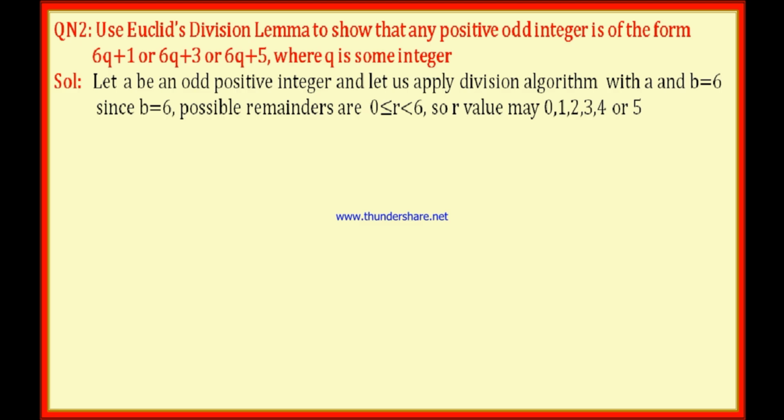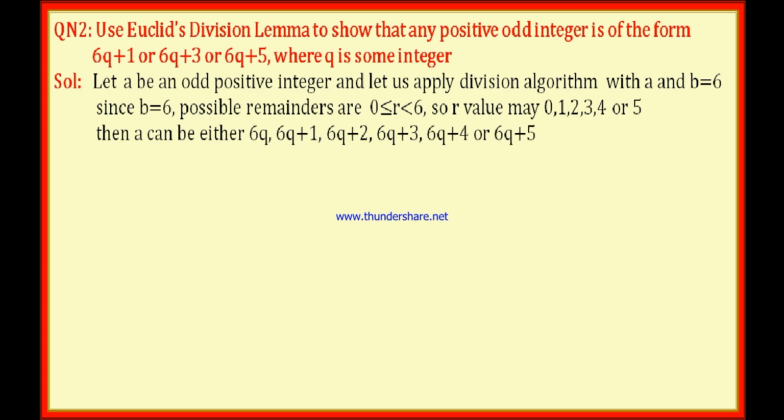But the remainder may not be 6 if you divide by 6. And the remainder may not be 7 or 8 if you divide by 6. Therefore, the remainder should be either 0 or less than 6. Therefore, what are the values of 0 or less than 6? 0, 1, 2, 3, 4 or 5. Now, here a can be either 6q plus 1.